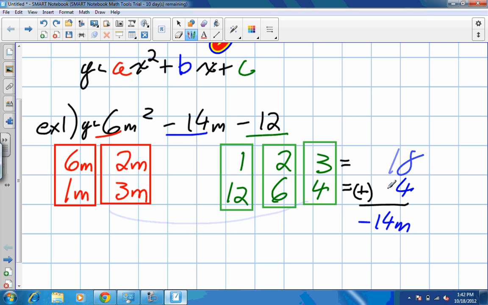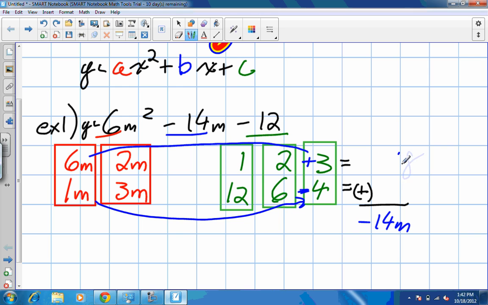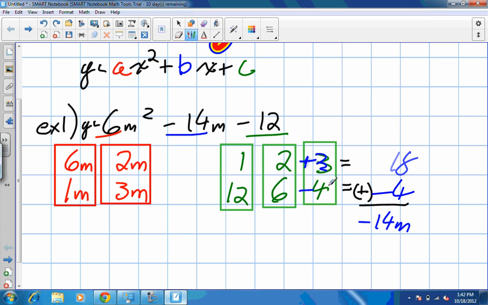The 4 is going to need to be a negative number, okay? Which means when I multiply this 1 by this 4, I need to make this 4 negative. And 6 by 3, well, the 3's got to be positive to get positive 18. Now, this is our test. Is positive 3 times negative 4 equal negative 12?